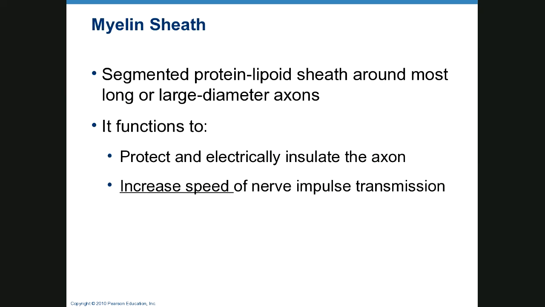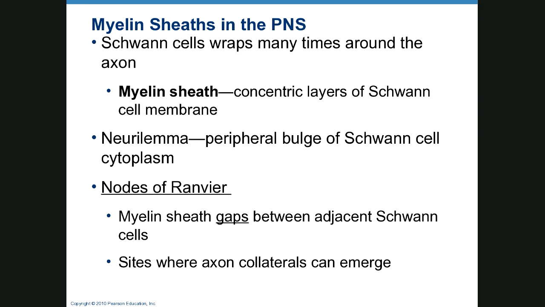Okay, the myelin sheath is the wrapper that goes around the cells, made either by the oligodendrocytes or by the Schwann cells, and it functions to insulate the axon and increase the speed of the nervous transmission. In the peripheral nervous system, it's made by Schwann cells, and it wraps around in layers and forms a bulge called the neurolemma. Nodes of Ranvier are the gaps between the various Schwann cells, and this is the only place where axon collaterals are going to emerge.